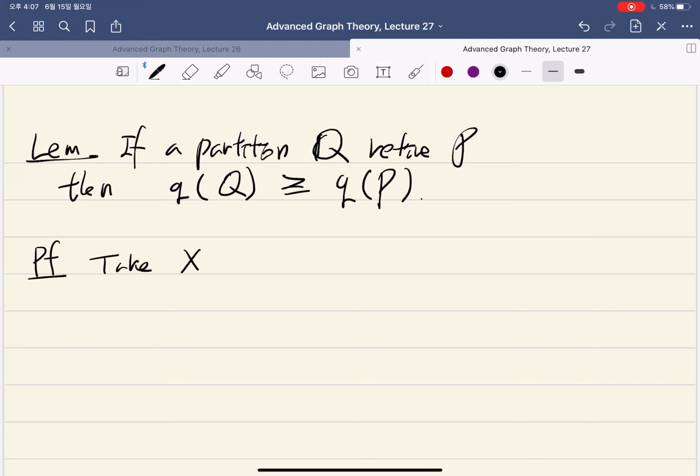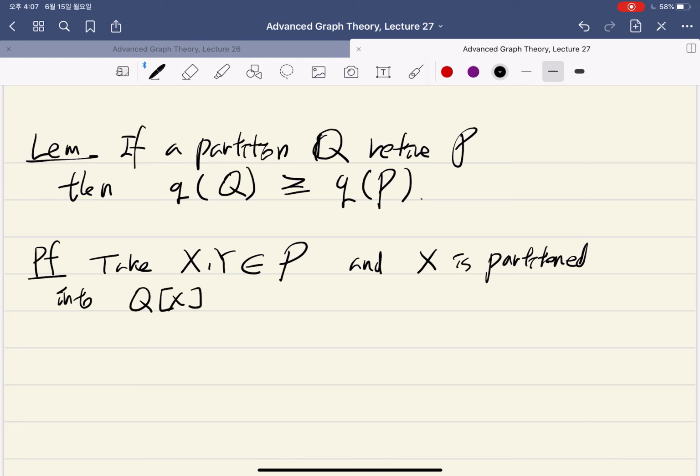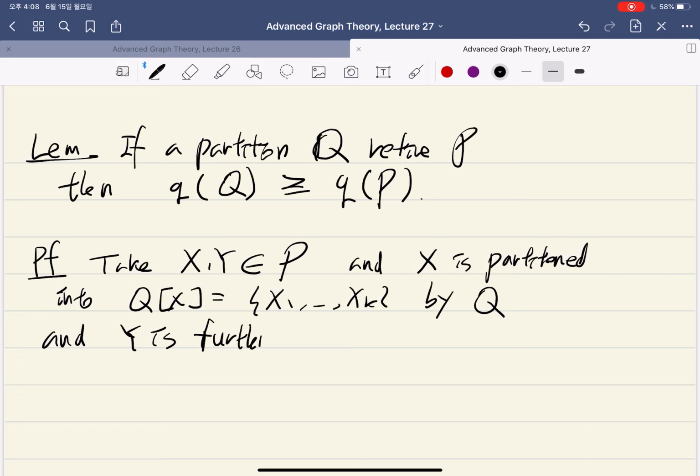So what we do is we take X and Y in this P, and then assume that this X is further partitioned into, say, QX, which is X1 to Xk by this Q, and Y is further partitioned into QY, which is Y1 to YL.